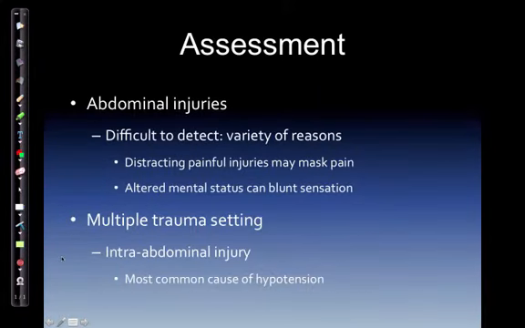On assessment, abdominal injuries are sometimes difficult to detect for a variety of reasons. Distracting painful injuries may mask the pain. Altered mental status can blunt the sensation. Palpation during the physical exam may also produce abdominal tenderness. In the multi-trauma setting, the most common cause of hypotension is an intra-abdominal bleed.